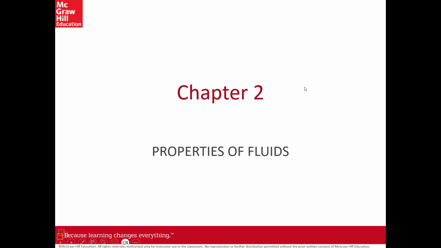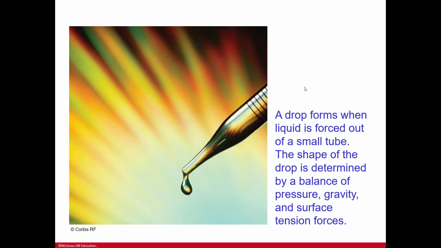Moving on with chapter 2, which is going to be the properties of the fluid. So here, it's just stating that a drop forms when a liquid is forced out of a small tube. The shape of the drop is determined by a balance of pressure, gravity, and surface tension forces. Right, because if this drop was a drop of gas, it would not be together. It would not have the collective forces holding it together, right?